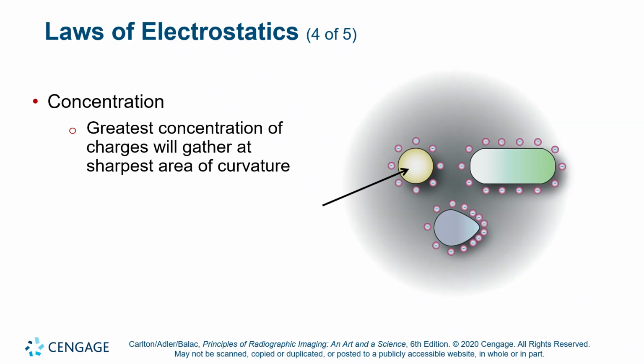All right, now concentration. Greatest concentration of charges will gather at the sharpest area of curvature. Anybody got a problem with that? What was the last slide talking about? Oh yeah, we just got done saying that the extra charges will spread out uniformly across the surface of the object. Charges will gather at the sharpest area of curvature. I thought you just said they spread out uniformly. What the hell is going on? Both of these can't be true, and yet they are, my friends.